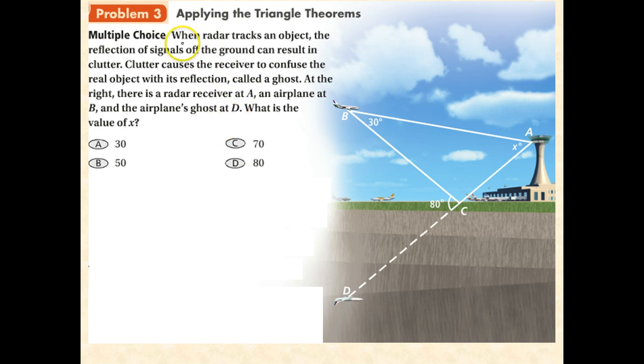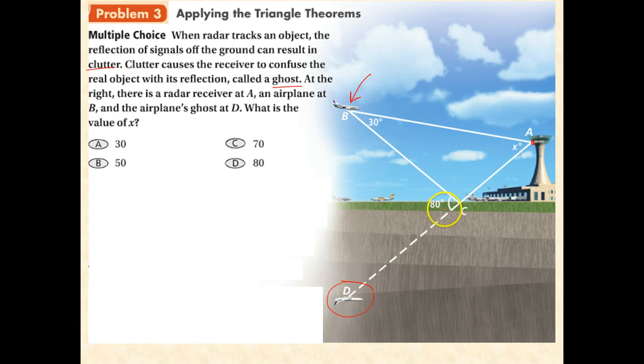All right, so when radar tracks an object, the reflection of signals off the ground can result in clutter. Clutter causes the receiver to confuse the real object with its reflection, called a ghost. So here's your ghost, and here's your real plane. At the right, there's a radar receiver at A, an airplane at B, and the airplane's ghost at D. What is the value of x?